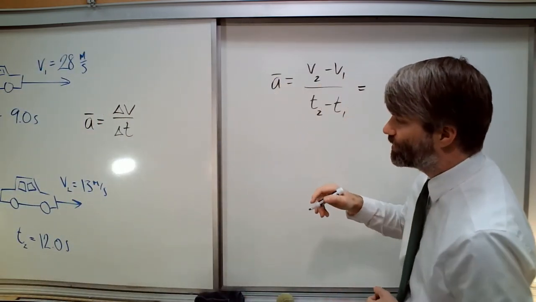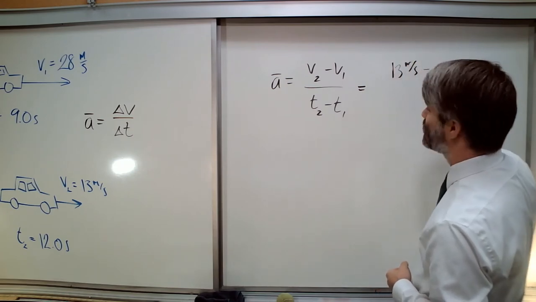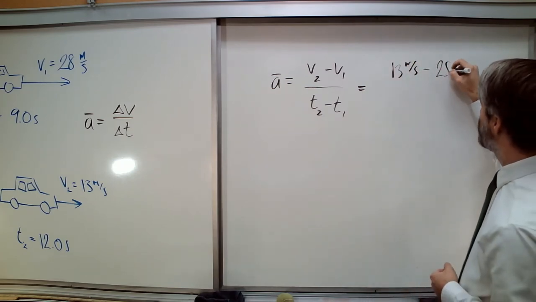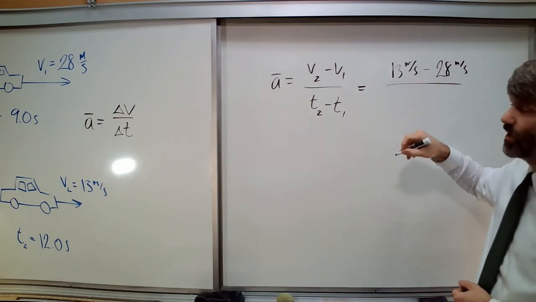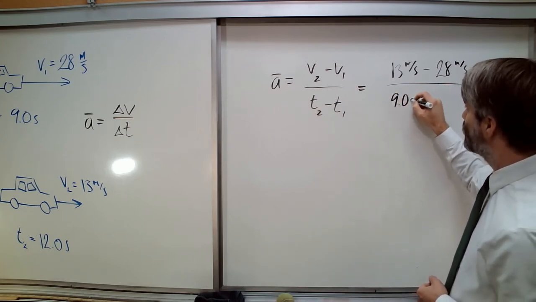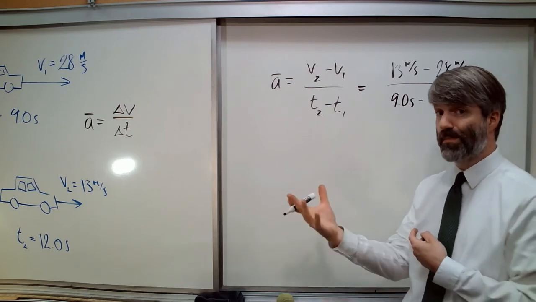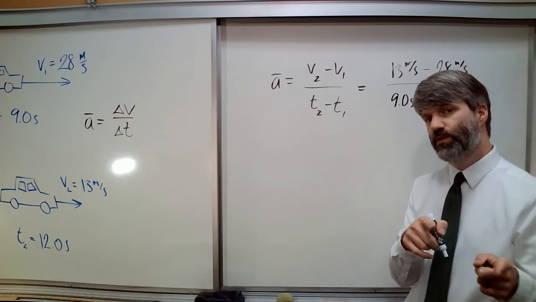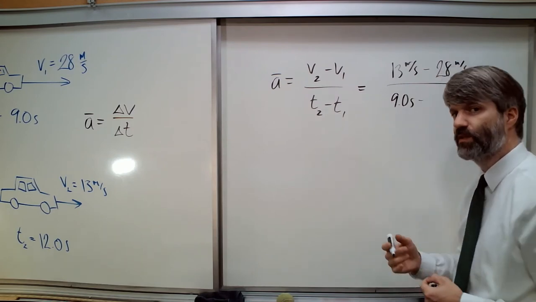When we do so, V2 is 13 meters per second minus V1, which is 28 meters per second. And you'll notice something interesting here, we're going to end up with a negative value. But not for time. We really shouldn't be ending up with a negative value for time. If so, you're going back in time. Which, if you can do that, let me know. We'll make things happen.